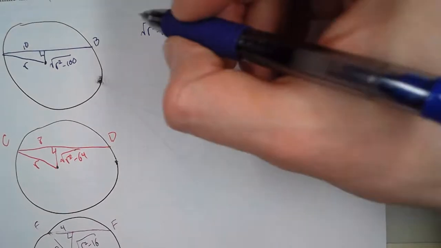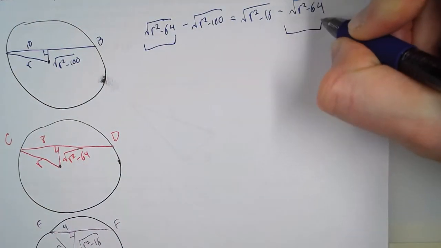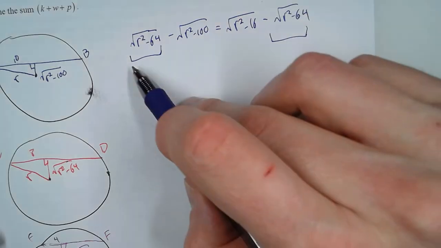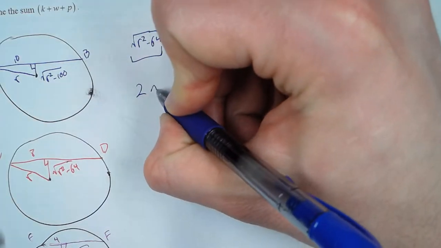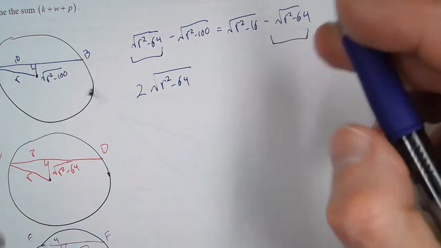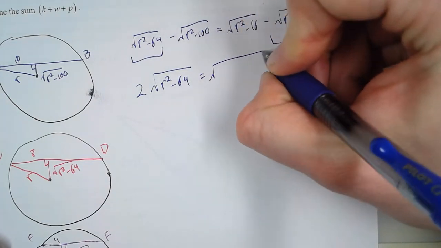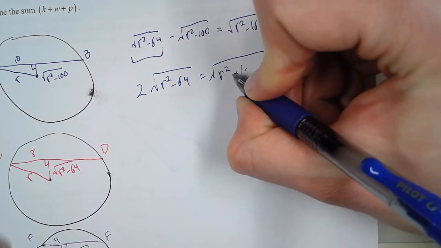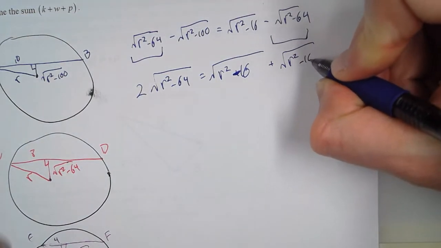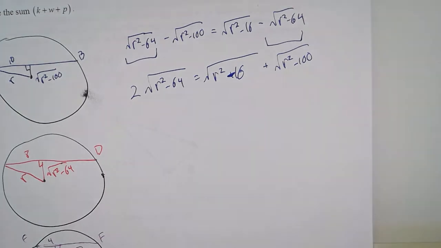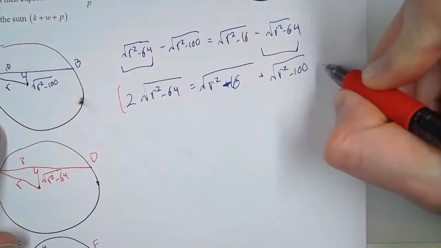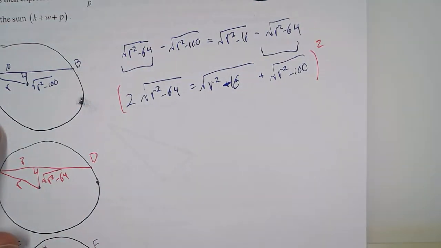So what I'm going to do is we have two quantities with r squared minus 64. So I'm going to get those on the same side. So I'm going to add this over. So it's going to be 2 square root of r squared minus 64. And I'm going to add this quantity over to the other side. So this is square root of r squared minus 16, they're all minus, plus square root of r squared minus 100. Okay, so to work on getting rid of these radicals, what I'm going to do is square the whole equation.